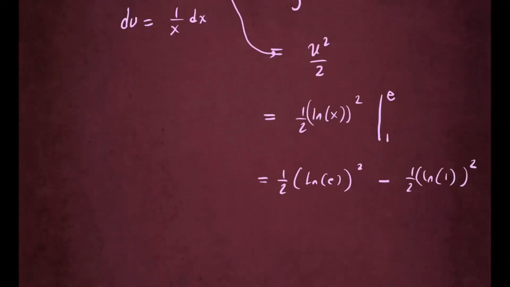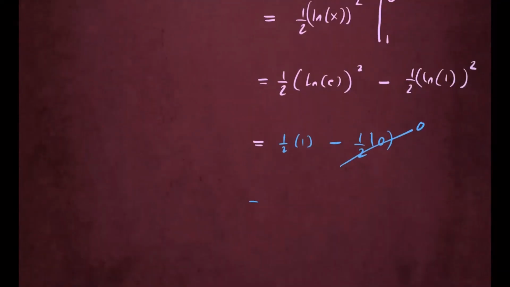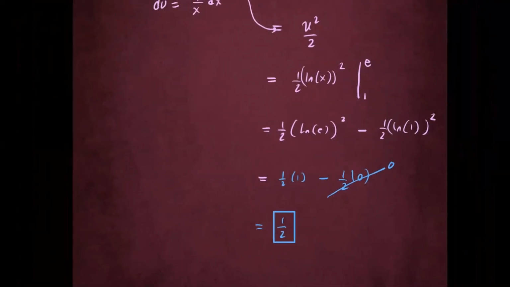Now you shouldn't leave it here because we know what ln of e and ln of 1 are. What's ln of e? Do you guys remember what ln of e is? 1, good. So this is 1/2 times 1 squared, which is 1/2, minus, and what's ln of 1? 0. 0, good. So this will disappear. So all of this just simplifies to 1/2. So this integral evaluates to 1/2. So these are the steps we took.